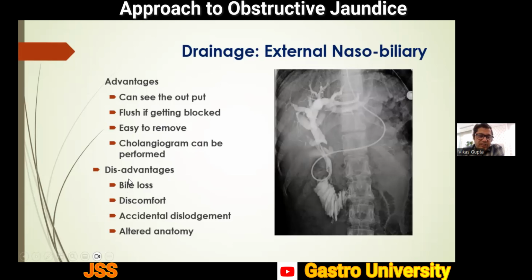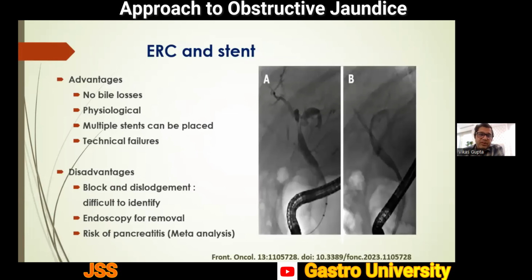The disadvantage is that there is a lot of bile loss occurring because of this external stent. It is a discomfort to the patient. There is a risk of accidental dislodgement, and in patients with altered anatomy like hepaticojejunostomy, this is not feasible.